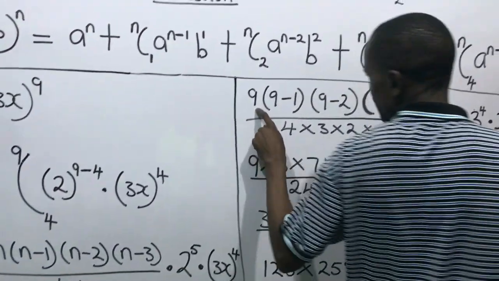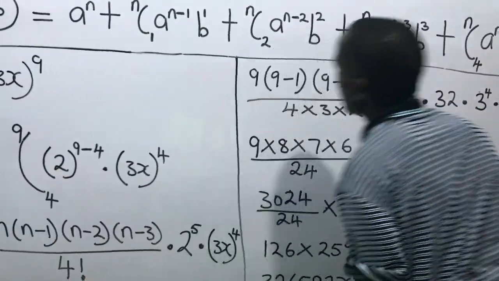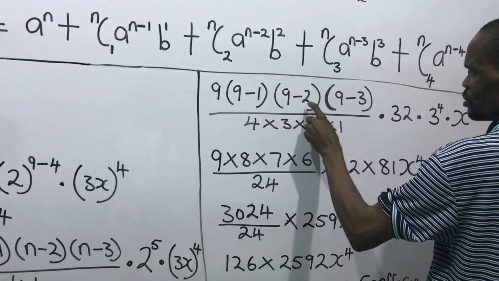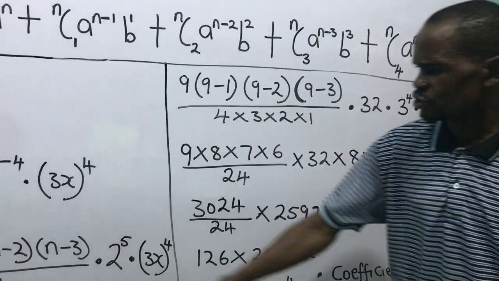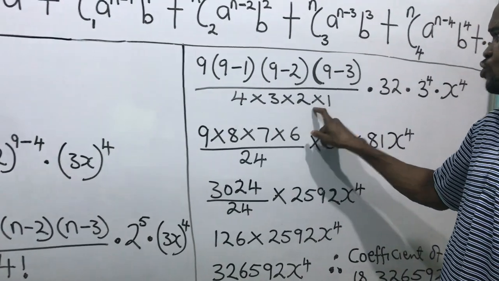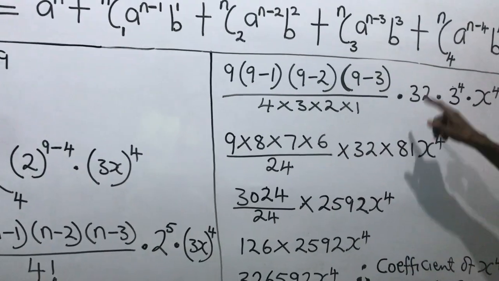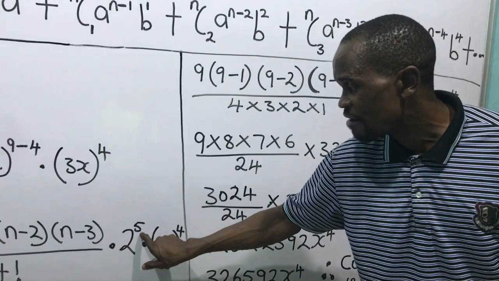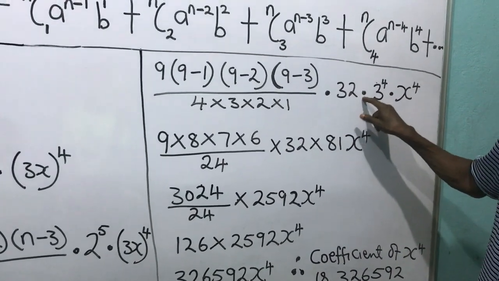Then I come over here. And what is n here? I told you that n here is 9. So I write 9 into 9 minus 1 into 9 minus 2 into 9 minus 3 over 4 factorial. 4 factorial is 4 times 3 times 2 times 1, as I said. Then 2 raised to the power 5 will give me 32. Dot, which is multiplication.